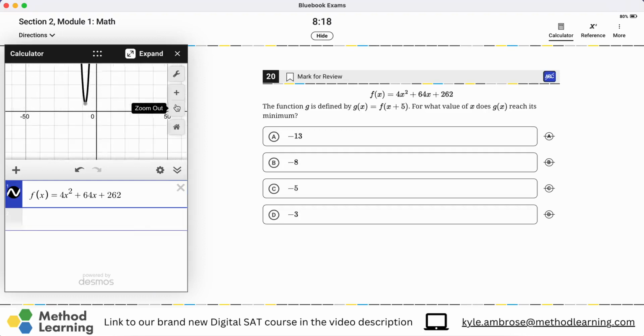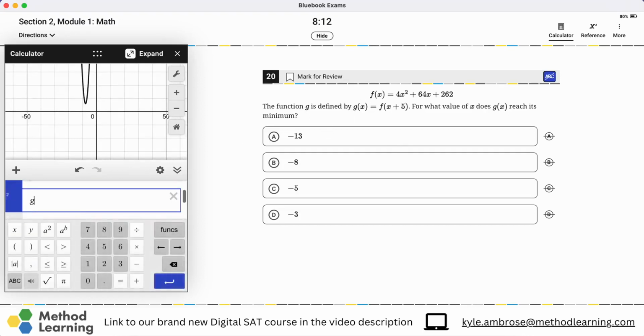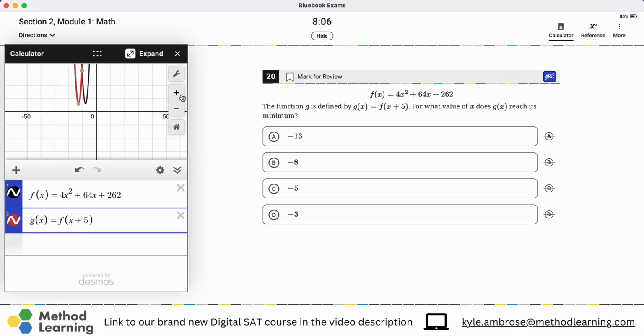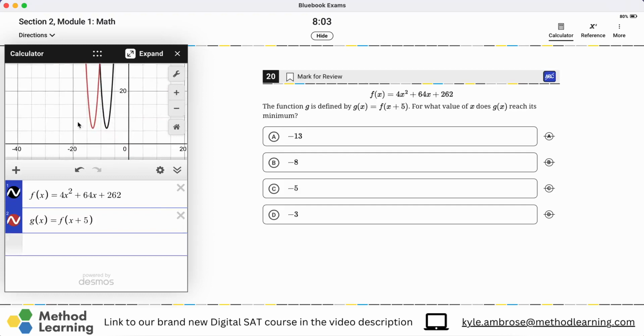We can zoom it out till we see it. And g, it says, is f of x plus 5. So now we type in g of x equals f of x plus 5. You could see that g and f are basically the same graph, except it's shifted over by 5 to the left. Hence the x plus 5, right? It's 5 to the left because it's the opposite in the parentheses.